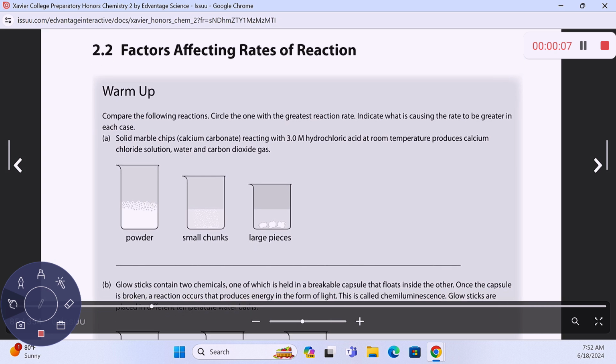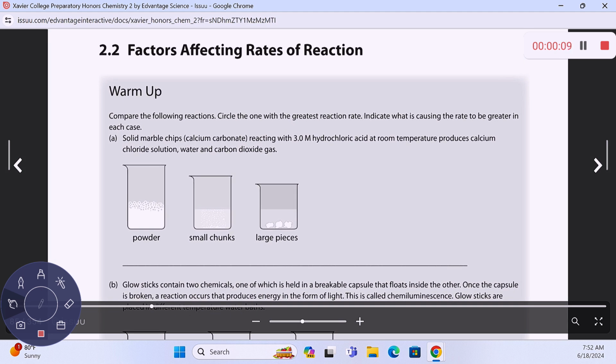Okay, so section 2.2 deals with the things that make the rate of a reaction occur faster. And we're going to take a look at the warm-up because it's really insightful. So here we've got 3 different beakers with 3 different variations of solid marble, which is calcium carbonate inside of it. Powder, small chunks, and large pieces. Which one appears to react faster?